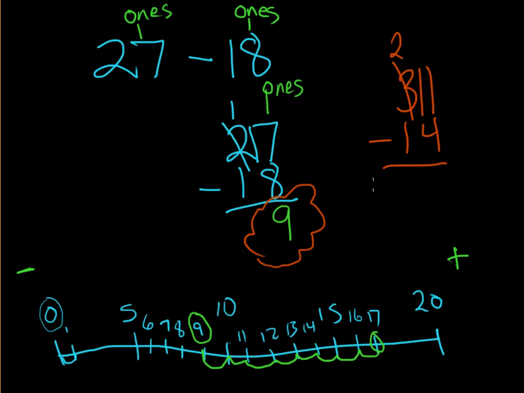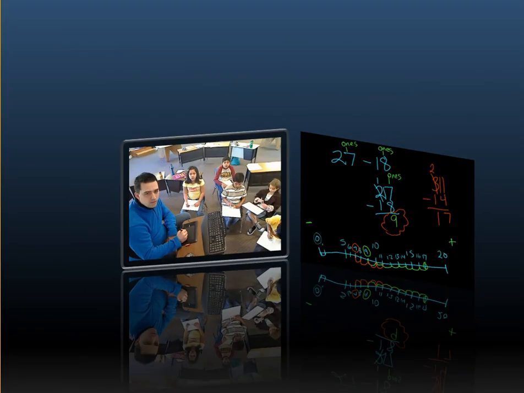What's 11 take away 4? 7. Well, if I start at 11, 1, 2, 3, 4, I end up at 7. So my answer here is 7. What's 2 take away 1? 1. 2 take away 1 is 1. So the answer is 17.